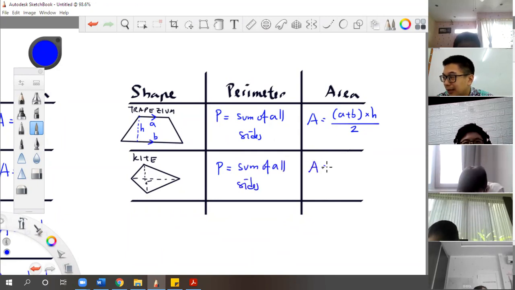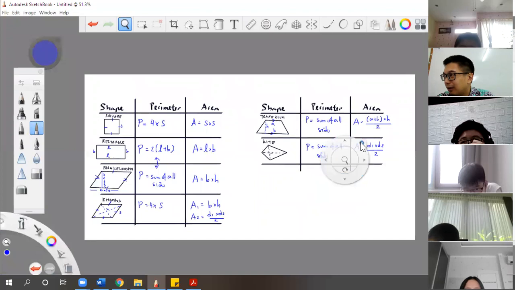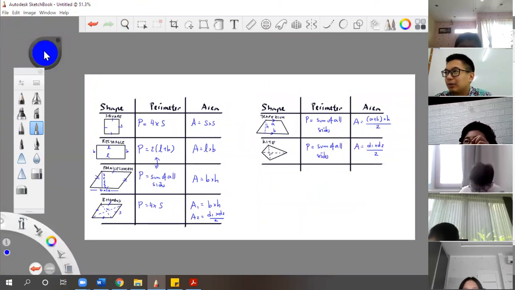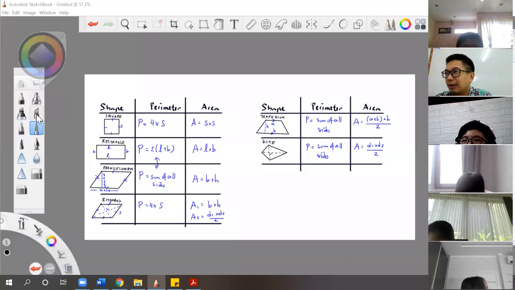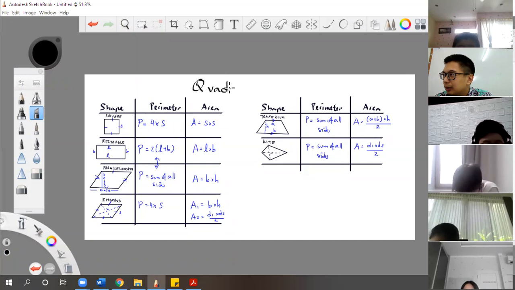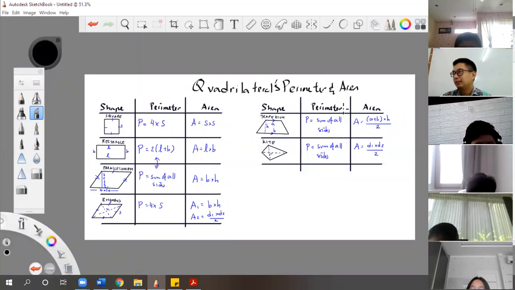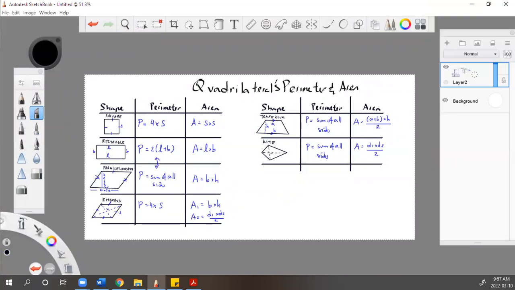Kite: perimeter is the sum of all sides. It's the same. But what is the area? Area is diagonal 1 times diagonal 2 over 2. Only one formula. And what you need to do is memorize this for quadrilateral. Okay, this is called quadrilateral. Four-sided, four-gon, yeah, quadrilateral. Perimeter and area. Okay, now I put this on Microsoft Word. We'll give it to you later on.